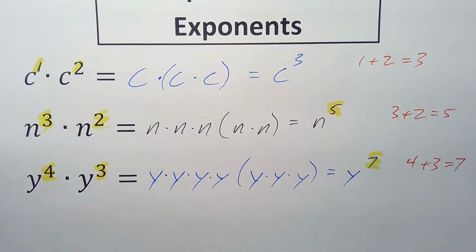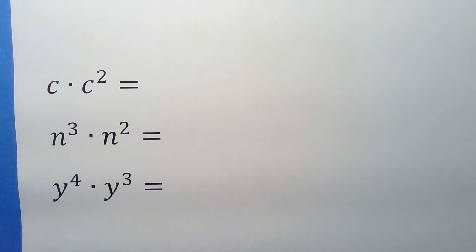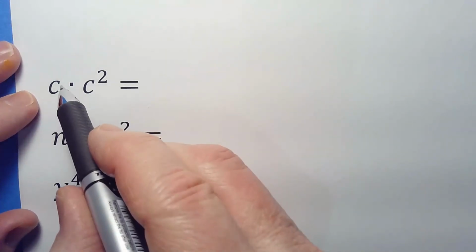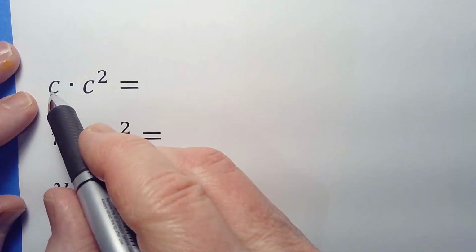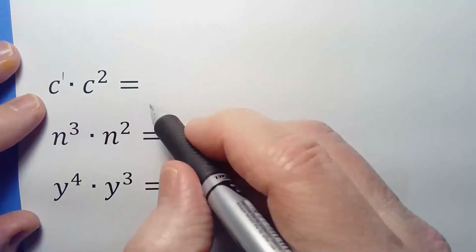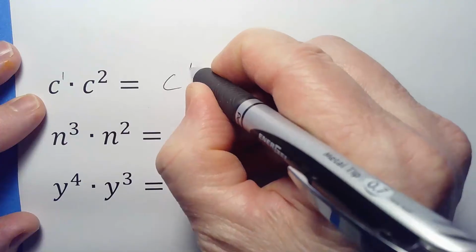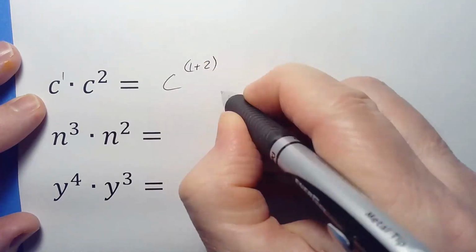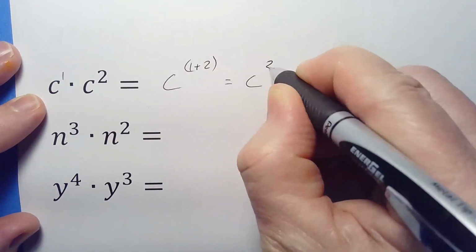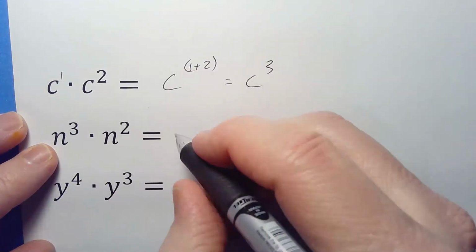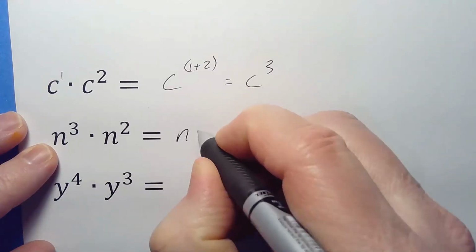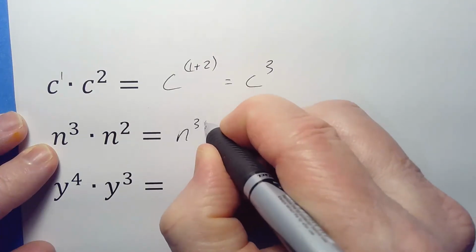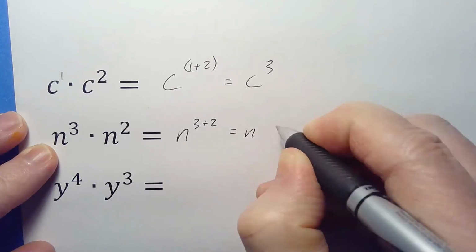That's awesome. So here's how we're going to do it in the future. We're not going to expand it, do all that extra stuff. The way we would write these in the future is we're just going to add whatever the exponents are, remembering that if there's no exponent, that's like the number 1. So this would just be c to the power of 1 plus 2. Well, 1 plus 2 is, of course, 3. And this one we do the same thing. We just think, n to the power of 3 plus 2 equals n to the fifth.